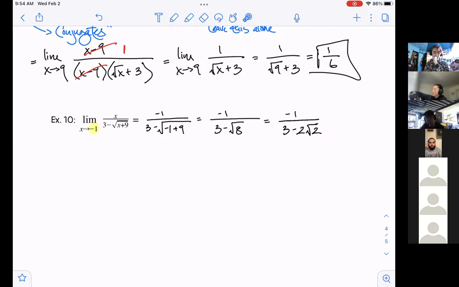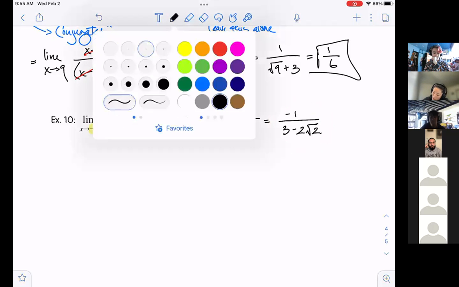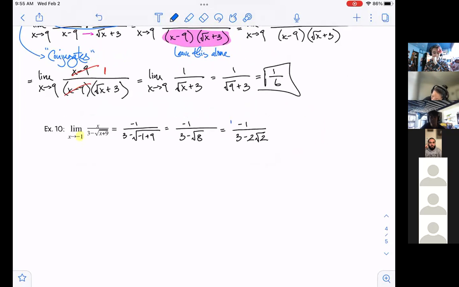-1 over 3 minus 2 root 2. Great. That's the y value as x gets really close to -1. It's a weird looking number, but I didn't end up with a 0 over 0.